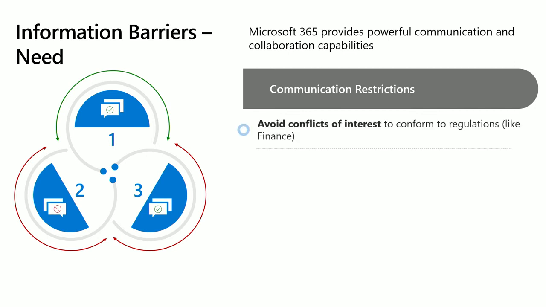The first scenario, a need for avoiding conflicts of interest. This is a regulation. If you're in FinSec, I'm not sure how many of you are in finance or banking kind of a vertical, this is a mandatory requirement. From FINRA, you have to prove that you have these necessary controls in place to keep away two groups who are in conflict, like research and the investment should not come together.